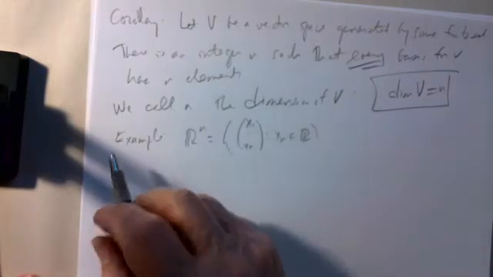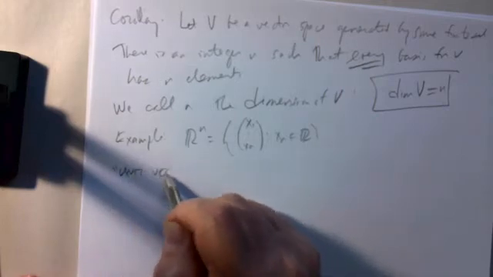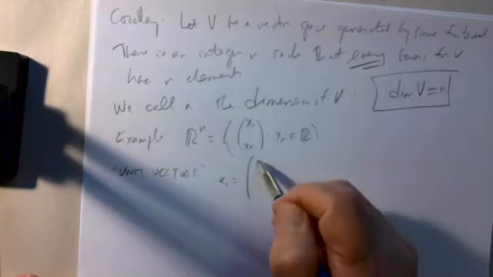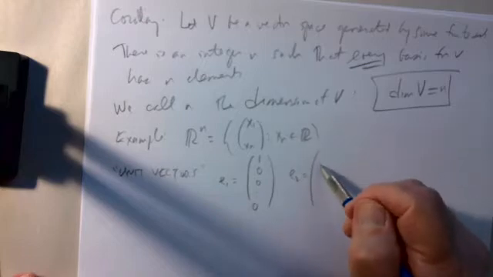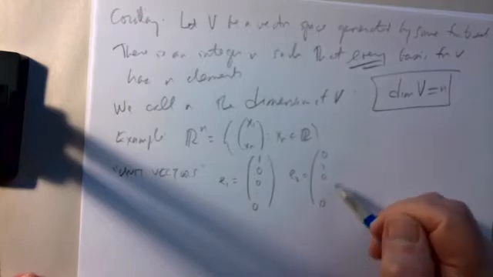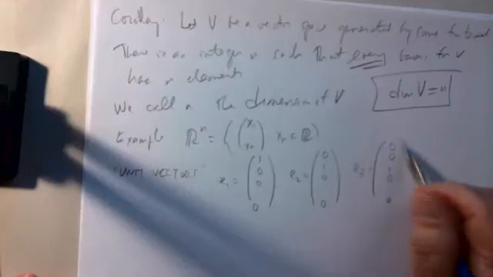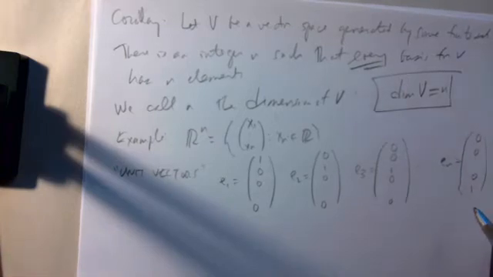And the simplest basis is, for example, what are sometimes called the unit vectors. So e1 is the vector with the 1 in the first coordinate and everything else 0. e2 is the vector with a 1 in the second coordinate and everything else 0. e3 is the vector with a 1 in the third coordinate and everything else 0. And so on. en is the vector with the 1 in the last coordinate and everything else 0. So here we have n vectors, and it's easy to check these are linearly independent.